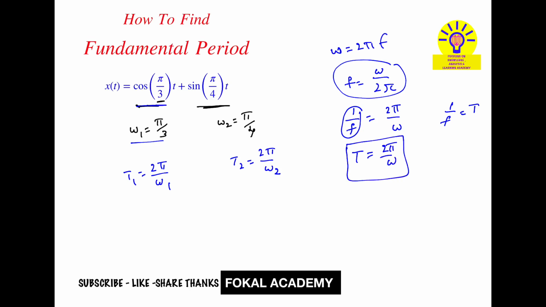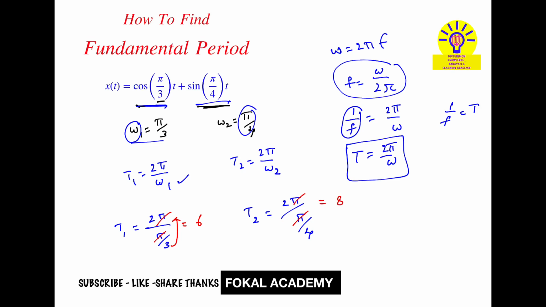Now for this signal, the time period is T1 = 2π/ω1, and for this, 2π/ω2. Now substitute the ω1 value here, we will get T1 = 2π/(π/3), and here T2 = 2π/ω2 = 2π/(π/4). So here π cancels and it becomes 3 on the numerator. So 3 twos are 6, and here π cancels and it becomes 8. So T1 we got 6 and T2 we got 8.